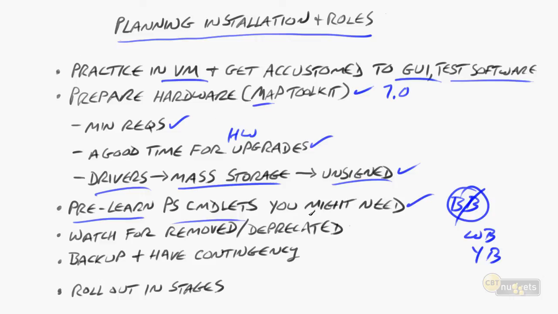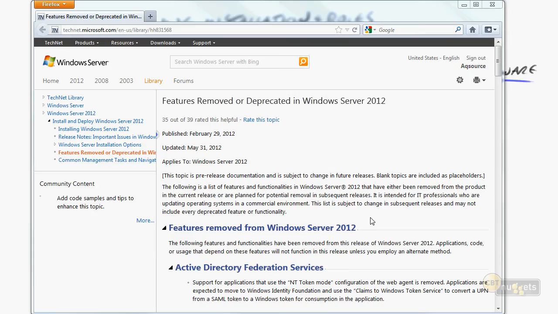Also, do watch out for any removed or deprecated items within Windows Server 2012. There might be a service, such as for example, there's changes in federation services. There's changes in clustering that are not exactly the same as they were in Windows Server 2008. You may have third-party products that work alongside of those types of services or features, and they may not work with Windows Server 2012. So you might need to be aware of that in advance.